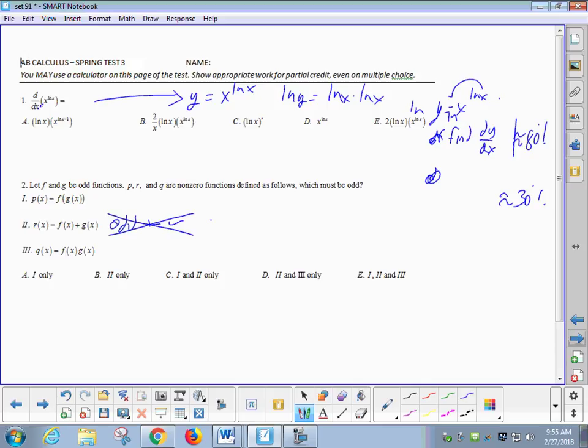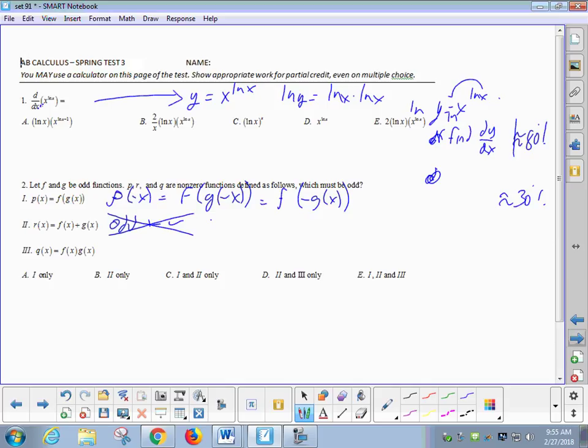When you determine even, odd, or neither, your goal is to say what happens when you put in a negative. That's how you determine what goes on the right way. So let's go through this. G is odd. What happens then when you put a negative into G? You get out a negative. Okay, so that's step one.